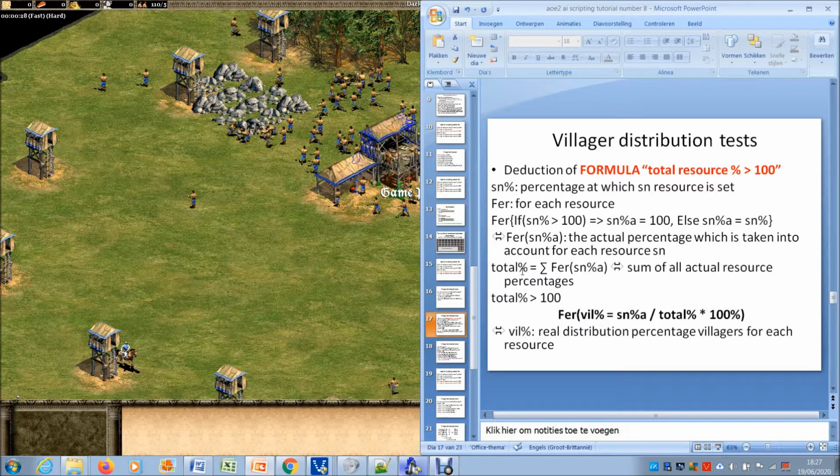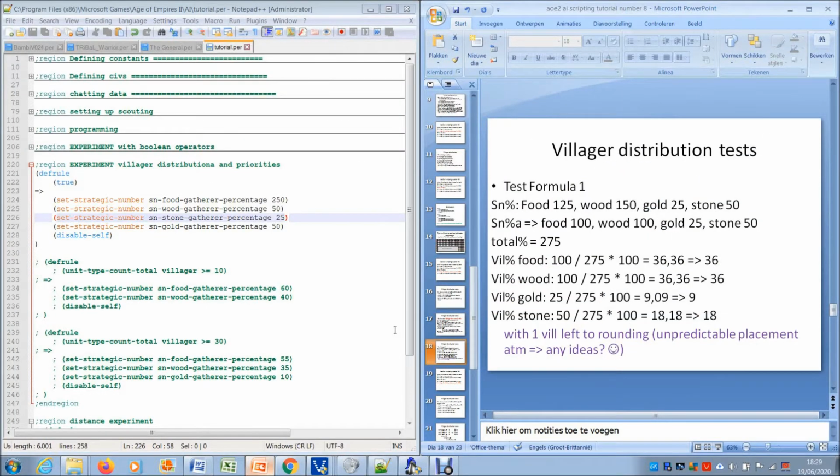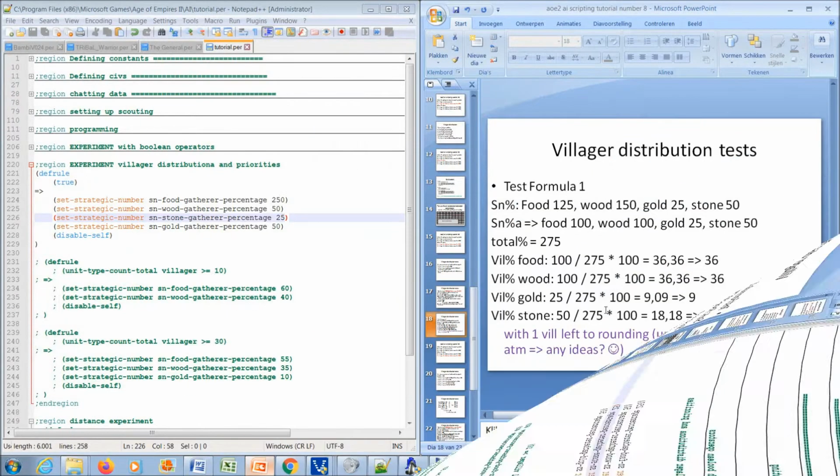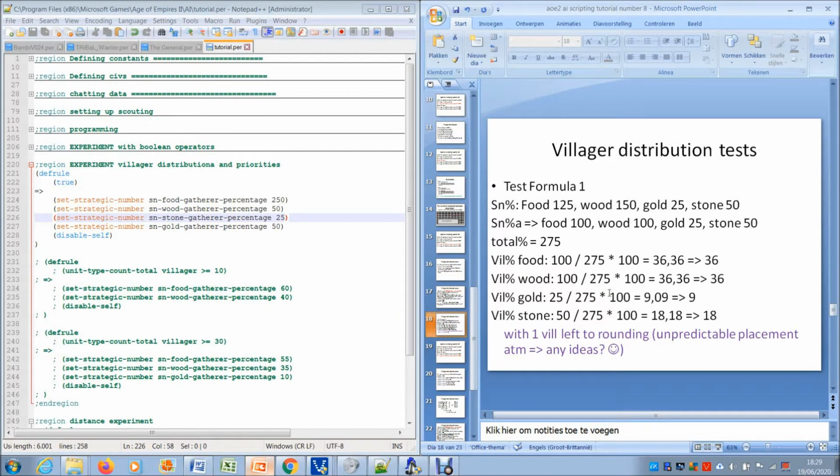The total percent is then the sum, over each resource, of the actual percentage taken into account. The villager percentage, or distribution, is the actual strategic number percent taken into account divided by the total percentage, times 100%, of course. To make an example, maybe the deduction of the formula will become clearer. We will do a test, calculate it first, and see if the result is the expected result.